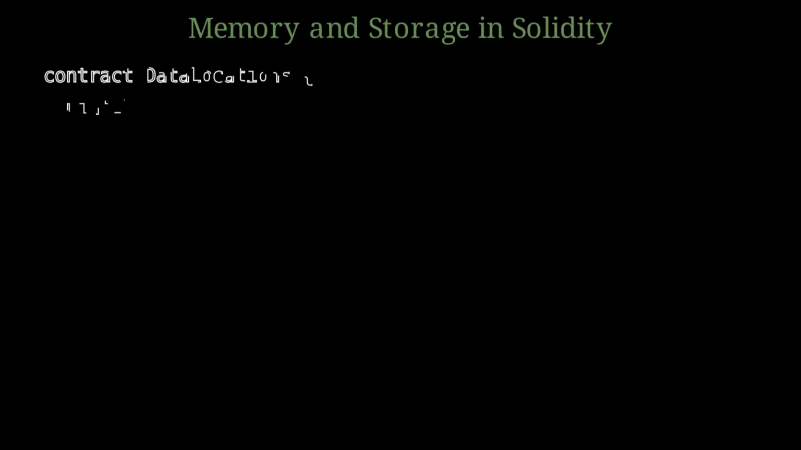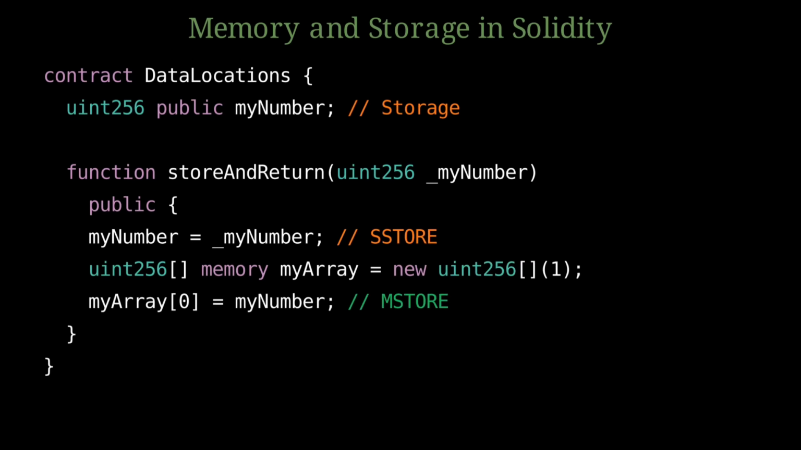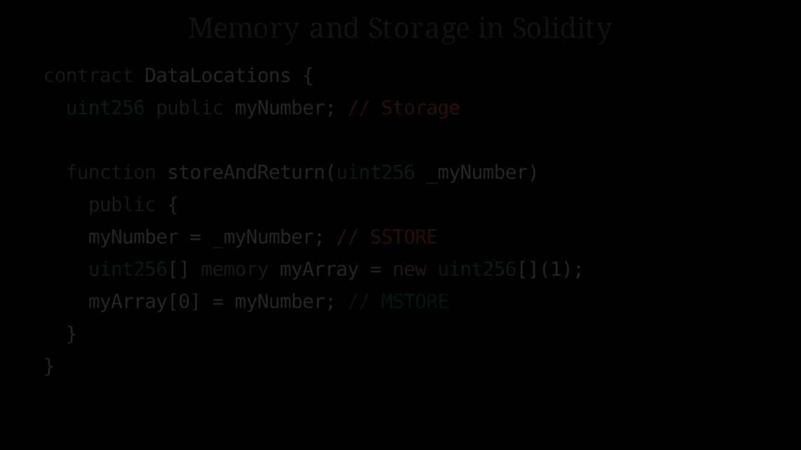Here's a contract called DataLocations. Notice the state variable myNumber at the top. This lives in storage because it's a state variable. In our function storeAndReturn, we first assign a value to myNumber. This uses storage. Then we create a memory array. See the memory keyword? That tells Solidity to create this array in memory, not storage. Finally, we store a value into that memory array. This data will only exist during this function call.